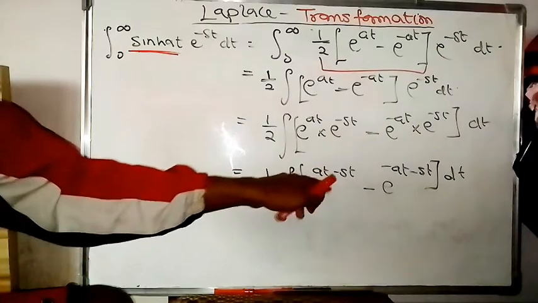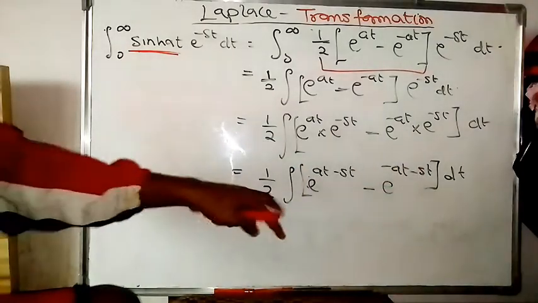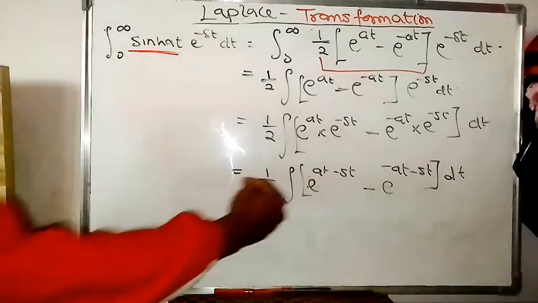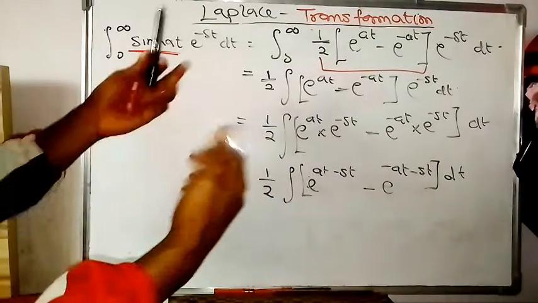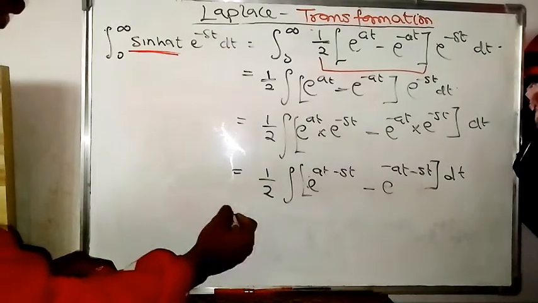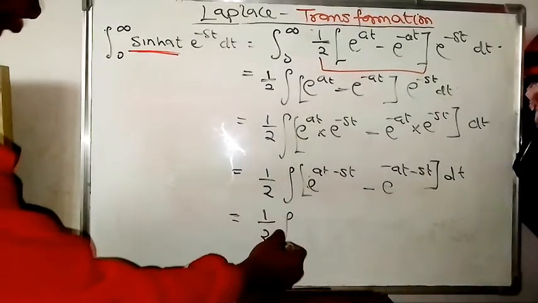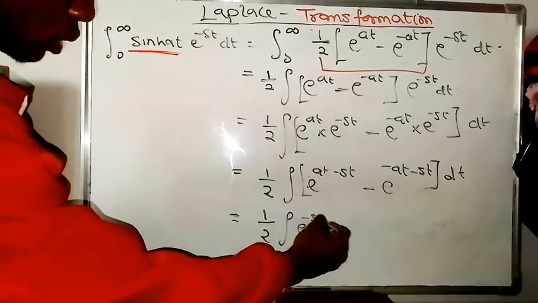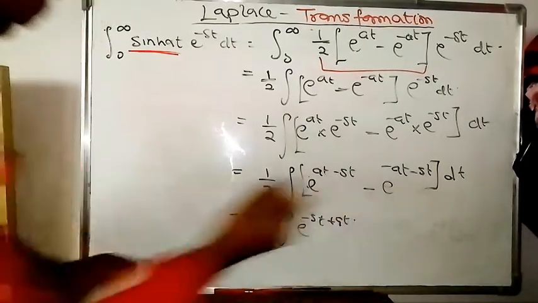So we are going to simplify this before we integrate. So at minus st, right? Let me just rearrange it. Put s here and put a here. So this is what I have: 1 over 2 integral. Taking s, we have minus st plus at, right? This is what I have.